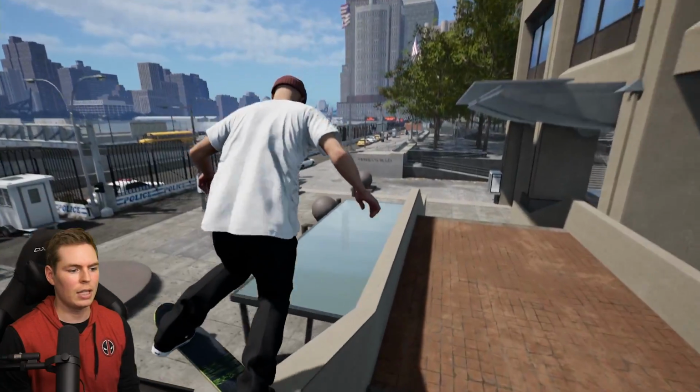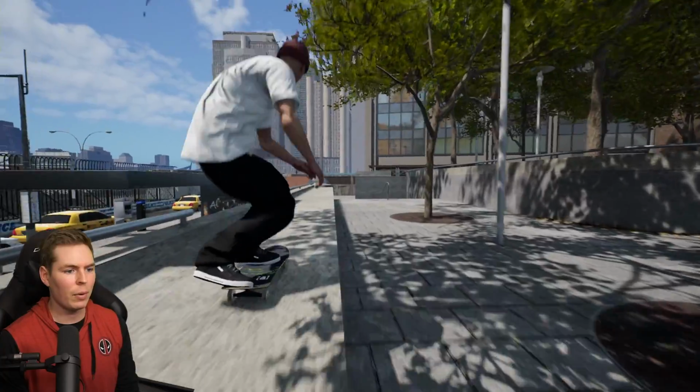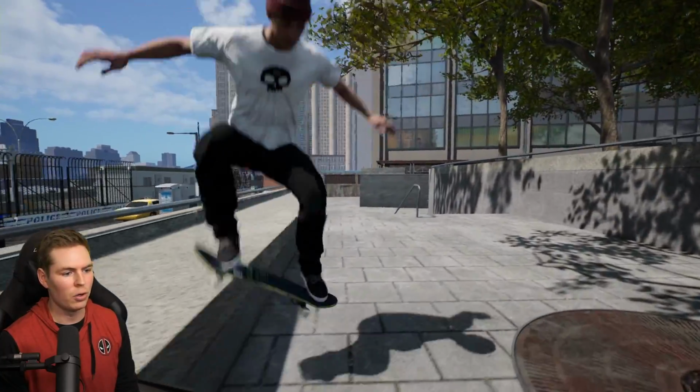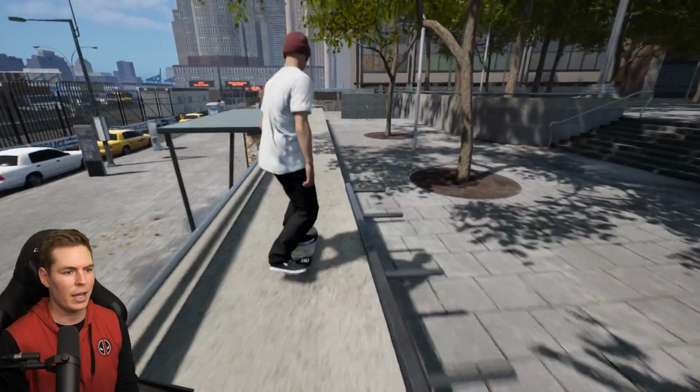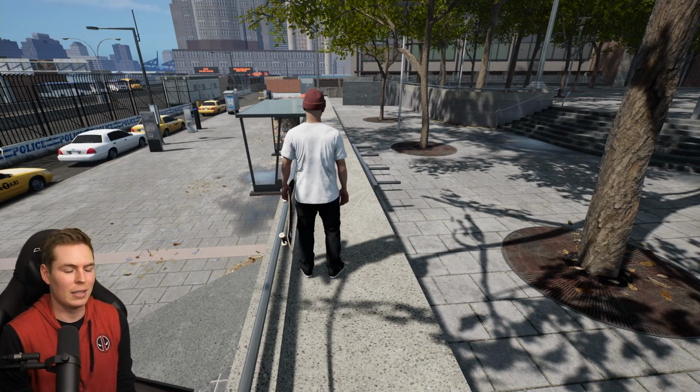That's for sure a blunt slide. That's no doubt blunt. Anyways, I want to know your thoughts on this. Is this a nose blunt or a frontside nose slide? Would this be a backside blunt slide, or are those nose slides and tail slides?